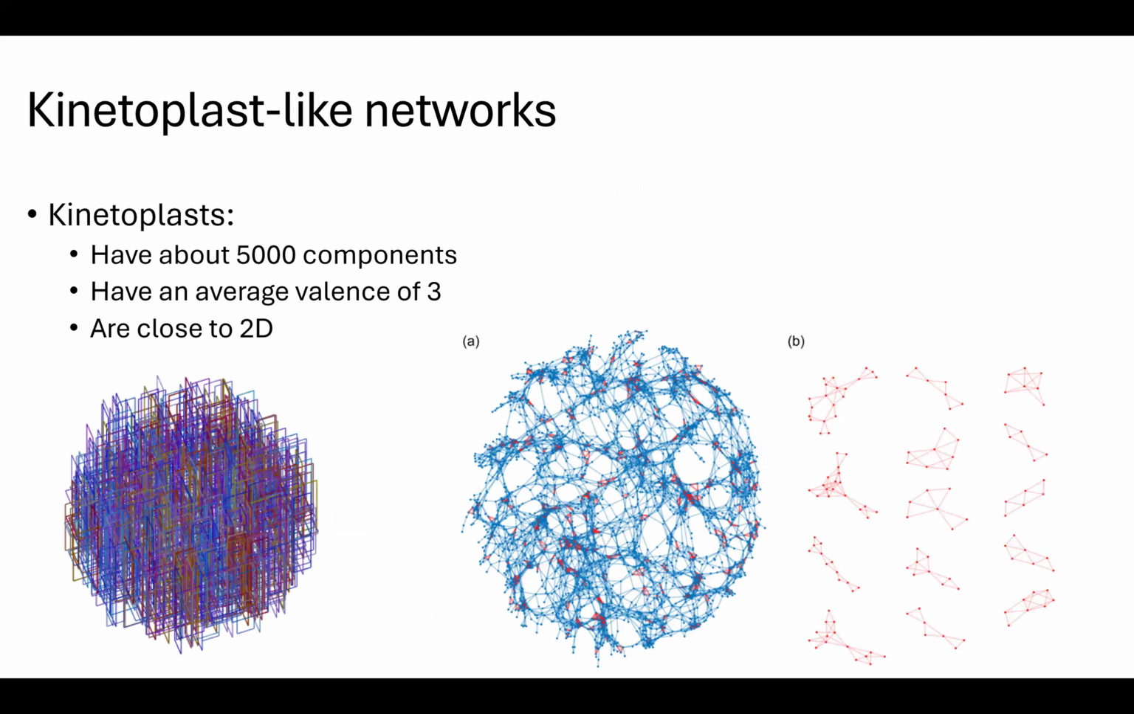So this was initially motivated by kinetoplasts. A kinetoplast has about 5,000 components. They have an average valence of 3, and they are approximately 2-dimensional in their network structure. So we can just generate a bunch of rectangles in a disk instead of a box. We can tune the radius of the disk until it has an average valence of 3, and we can look at the network structure that forms.